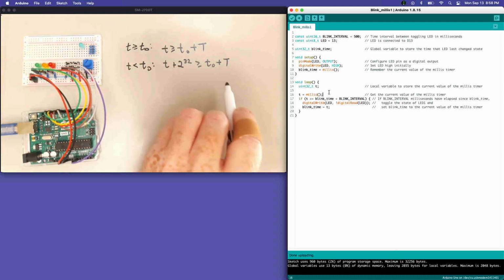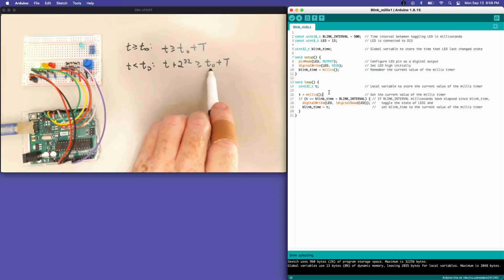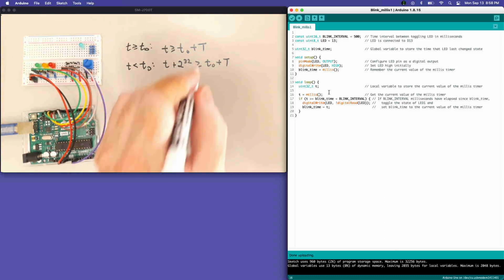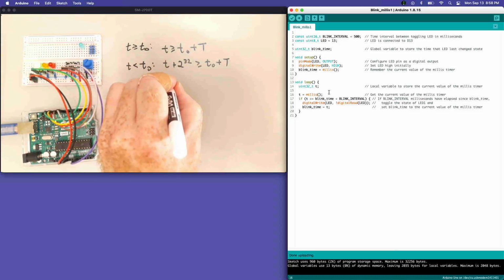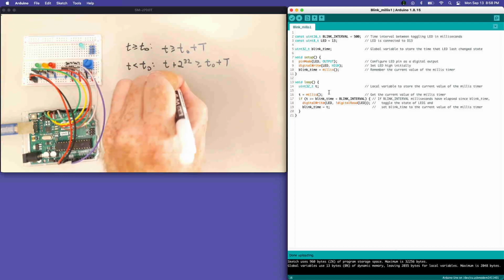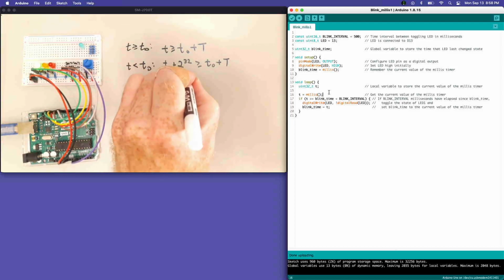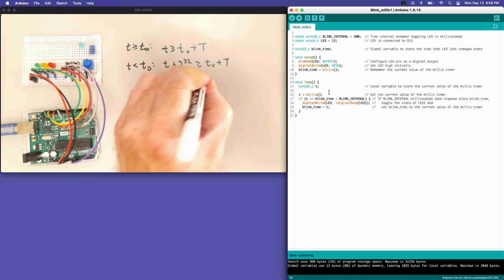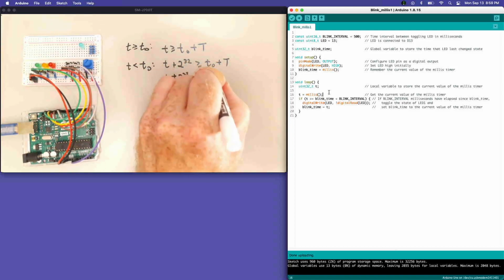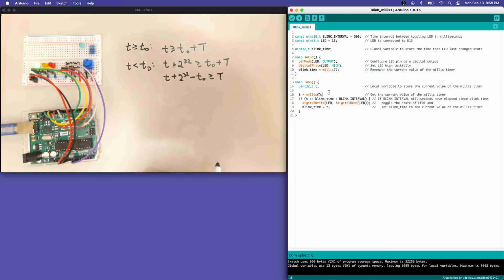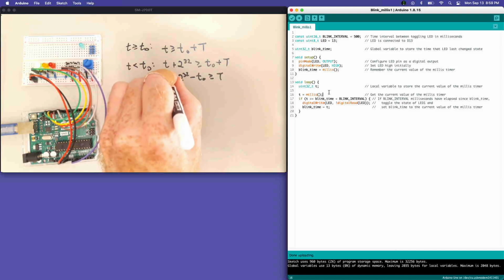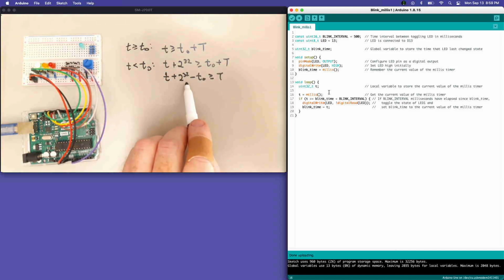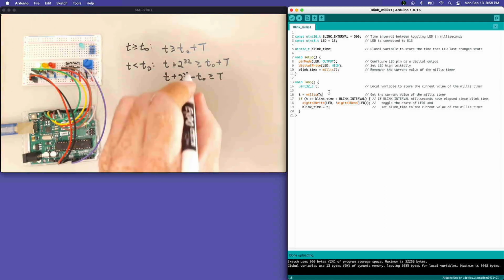And so what we're going to do in order to do this is move the t0 over to this side of the inequality by just transposing it. So we can subtract it from both sides, and our condition would become t plus 2 to the 32nd minus t0 is greater than or equal to t. Now this still is not representable in 32-bit integers, because this 2 to the 32nd is not itself representable as a 32-bit integer.